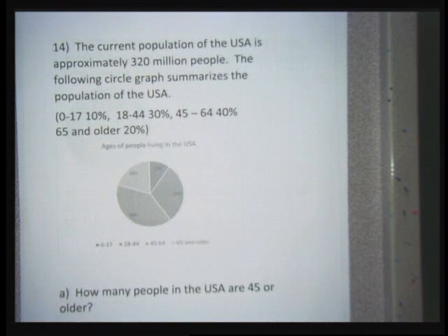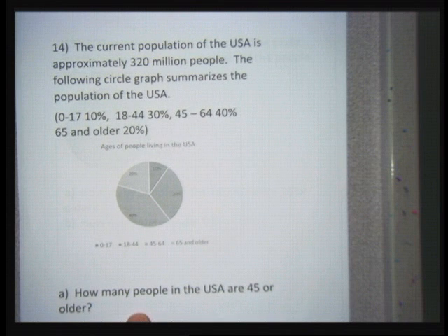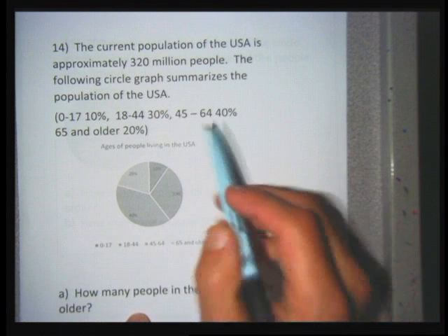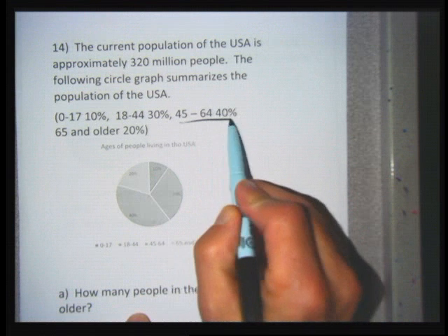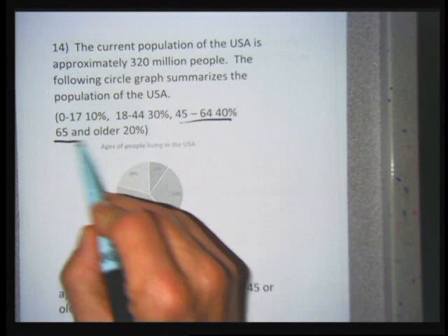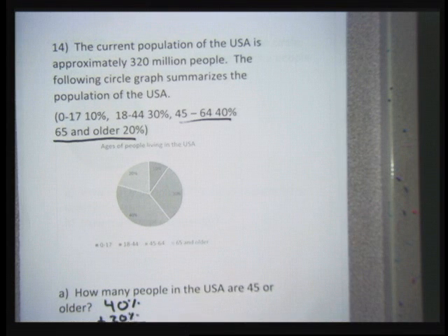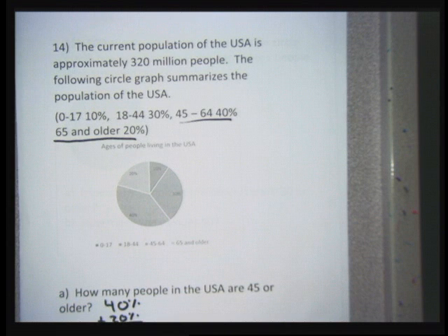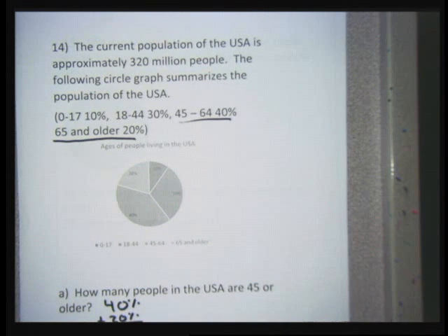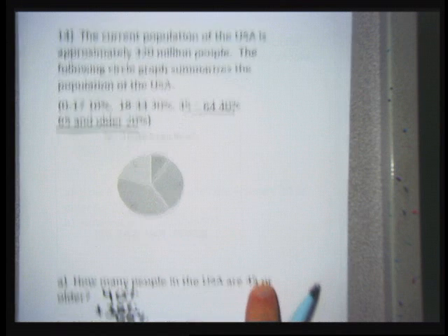So, question 1, how many people are 45 or older? Well, the people that are 45 or older are the ones that are 45 through 64, and the ones that are 65 and older. So that represents 40% of the people that are 45 to 64, and another 20% that are 65 or older. So 60% of the people in the United States are 45 or older.